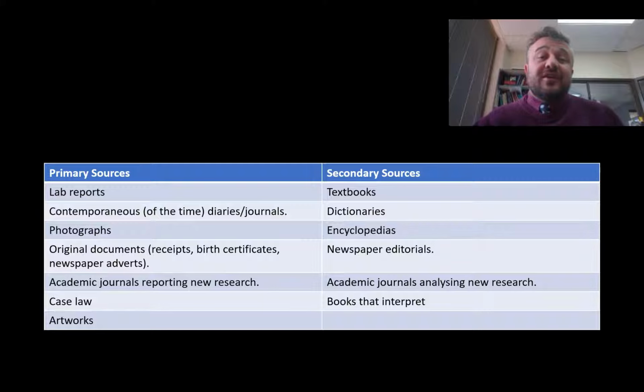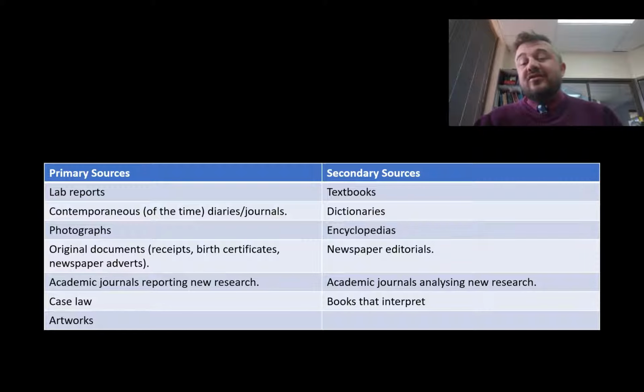That's really interesting. So advertisements within a paper, that's a primary source of what it was like at the time. Academic journals reporting new research. Case law. So this is what's happened in a court case, etc. Artworks are primary sources, like the artwork itself. Whereas analysis or books that interpret that artwork, that's going to be a secondary source.